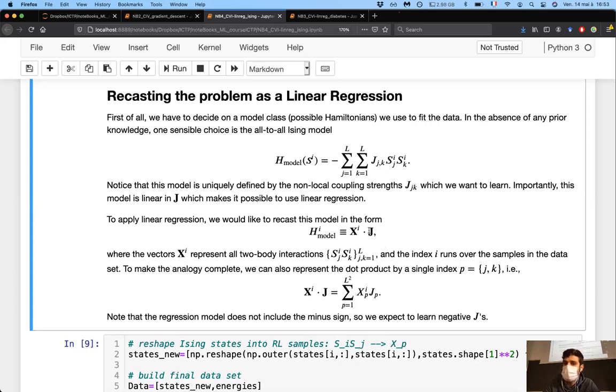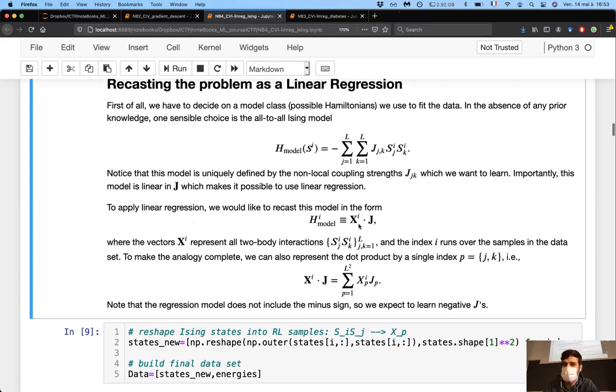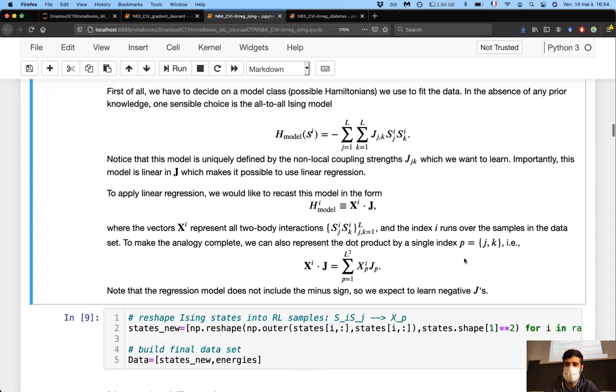And our task is to learn this coefficient J, okay? So what I called Xi now is the vectorized form of this product. A component of Xi is one product like this, and the indices, what I call a multi-index, is a pair of indices of the original matrix, okay? Is it clear? Okay, so we just rewrote our energy function in this linear form, and now p goes from 1 to L squared, which is the total number of elements in the original matrix, which is now a vector, okay?